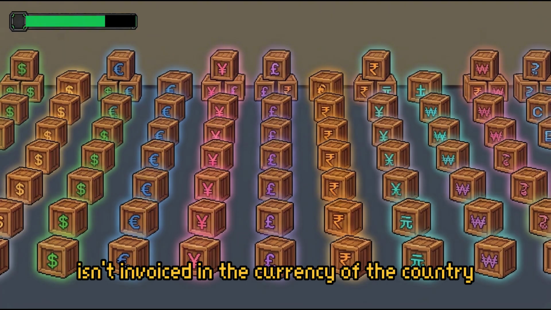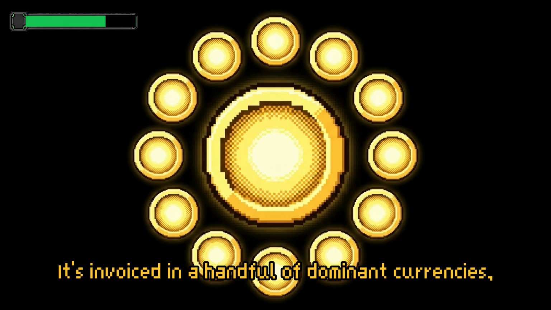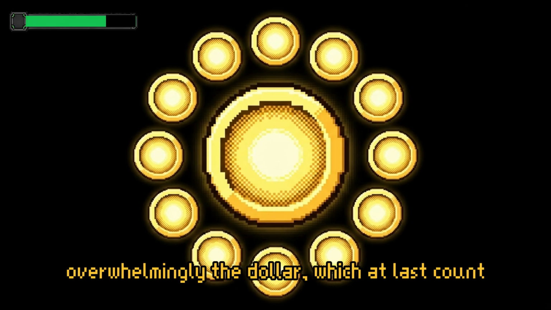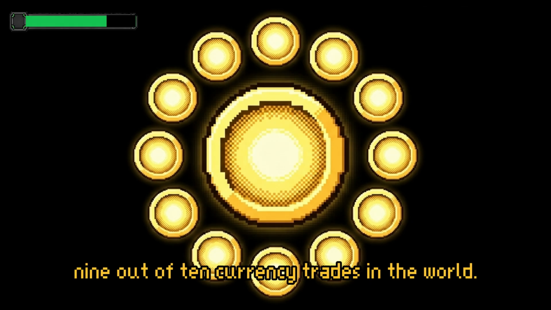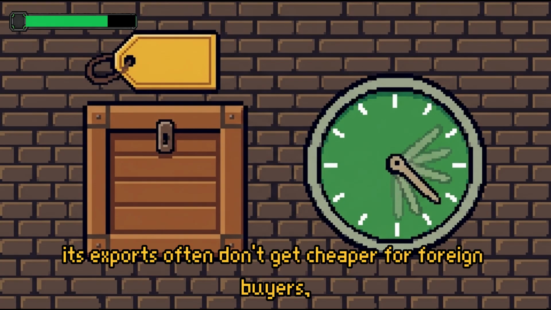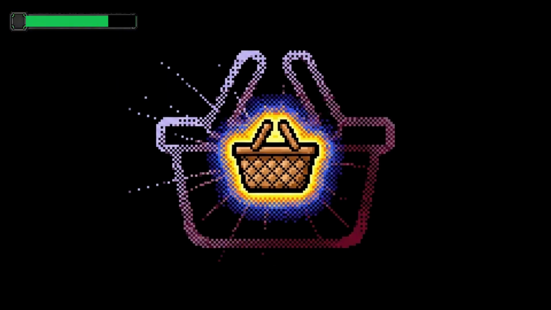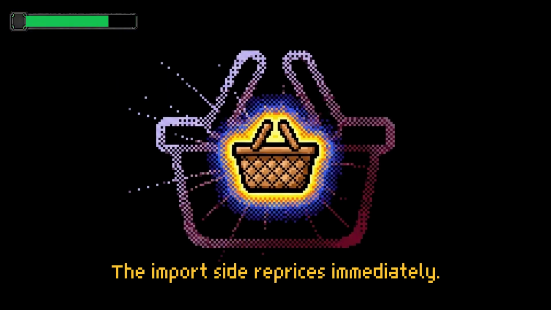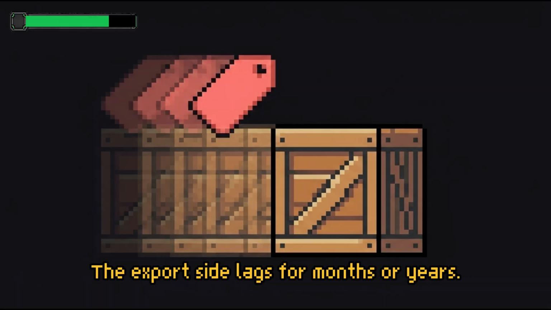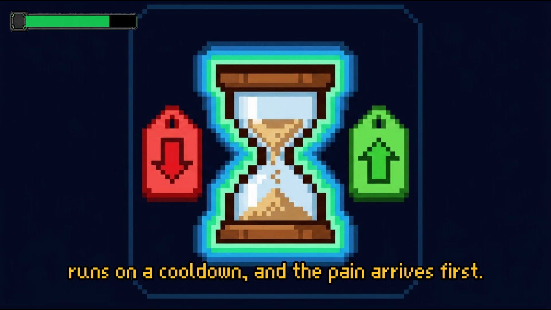Most global trade isn't invoiced in the currency of the country selling the goods. It's invoiced in a handful of dominant currencies, overwhelmingly the dollar, which, at last count, was on one side of roughly 9 out of 10 currency trades in the world. So when a country's currency falls, its exports often don't get cheaper for foreign buyers because the price was never quoted in that currency to begin with. The import side reprices immediately. The export side lags for months or years. The adjustment mechanism runs on a cooldown, and the pain arrives first.